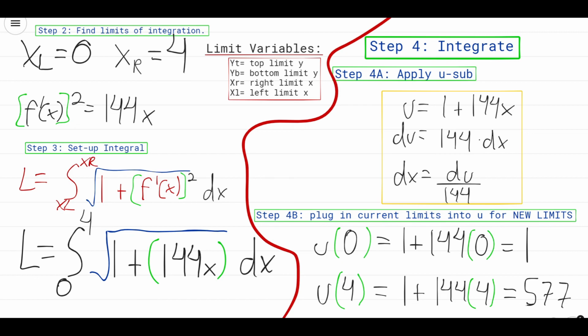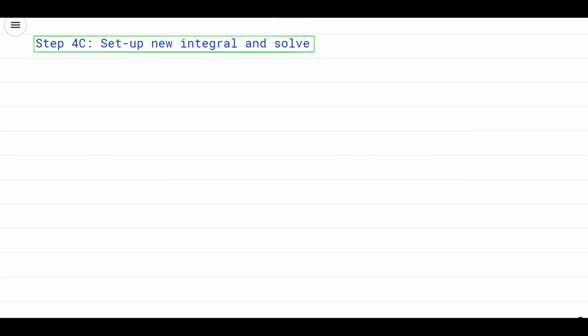So now let's integrate with respect to u. So now we're going to set up our new integral and solve it. Keep in mind, since we applied u substitution, we're going to substitute the u and the dx back into the formula. And if you're not comfortable with u substitution, I do have a video on it in this Cal 2 playlist, so feel free to watch it. So our arc length is, our new limit is from 1 to 577 of square root of u du divided by 144.